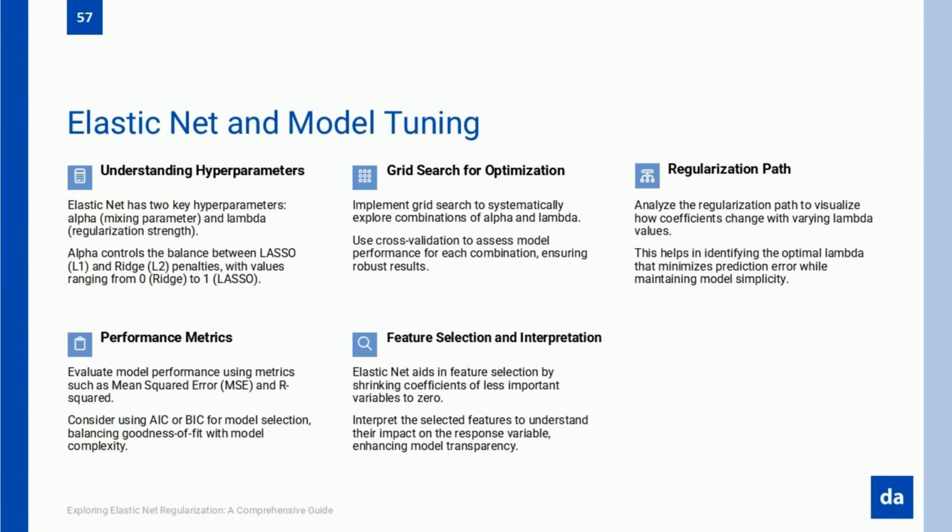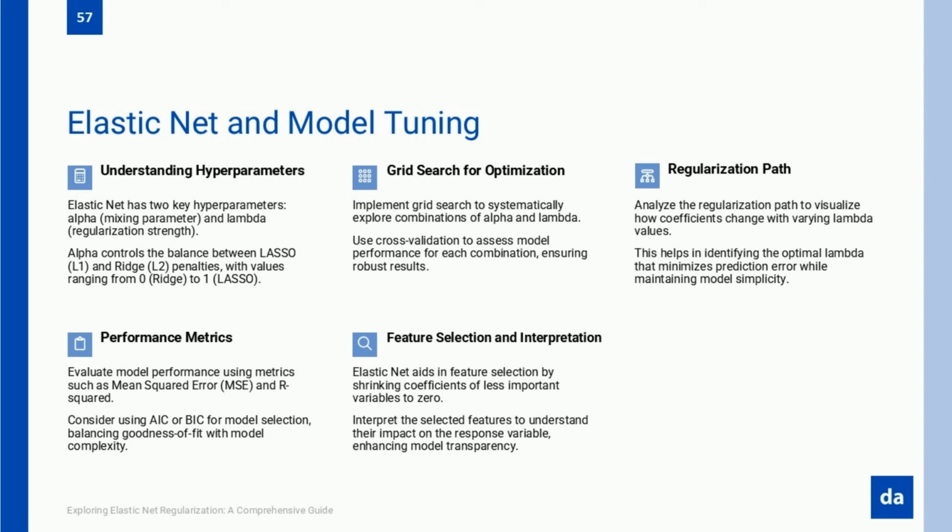No machine learning model works perfectly right out of the box. To get the best performance from Elastic Net, model tuning is essential. Fine-tuning the regularization parameters, lambda and alpha, ensures the model generalizes well to new data without overfitting or underfitting. The right balance between feature selection and coefficient shrinkage is key to building a stable and accurate Elastic Net model.